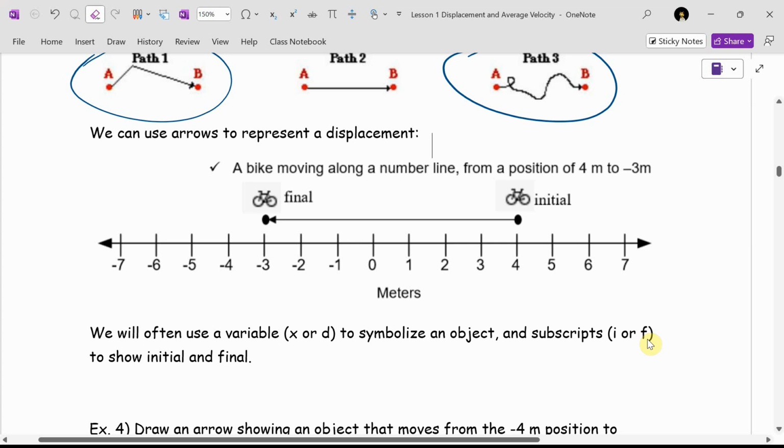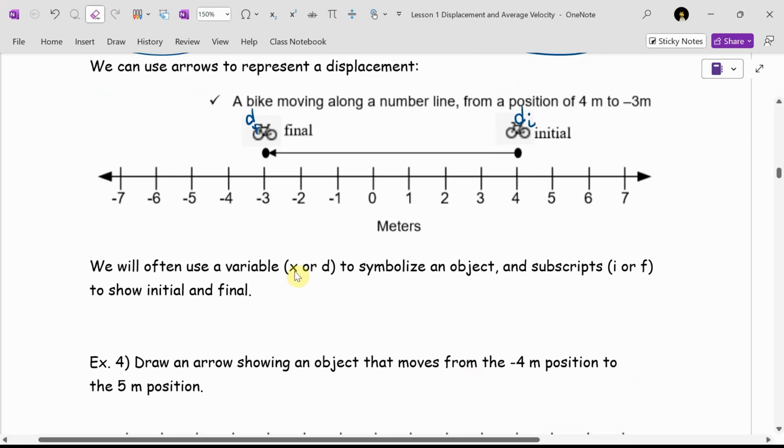And you'll be able to figure out which one is which by just following the time flow of the sentence of the question. It's not as complicated as it looks. So this would be an initial position. We would call this d_i, d_f, or x_i, x_f, or something like that. So we'll often use a variable, x or d, to symbolize an object if we're talking about a distance or a displacement, and subscripts, initial or final, to show initial and final.